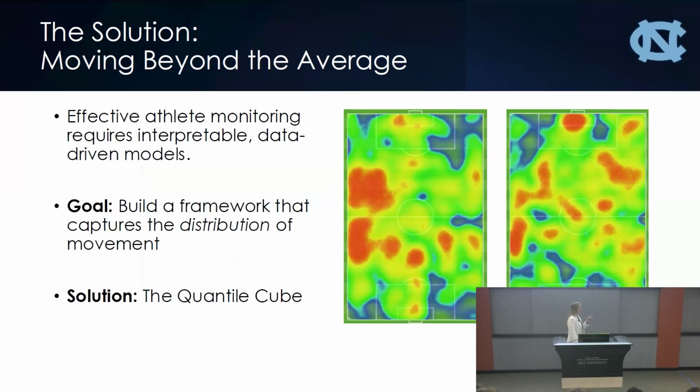Effective athlete monitoring is going to require us to develop an interpretable, data-driven model that allows us to capture these differences. So our goal is to build a framework that captures the distributions of movement. Here you can see on the left the first half and on the right the second half heat map of player movements, and just by eye test, those look very different. The solution we're proposing is what we're calling the Quantile Cube, and that's what I'm going to talk about today, along with several applications and how this can be used and expanded upon.